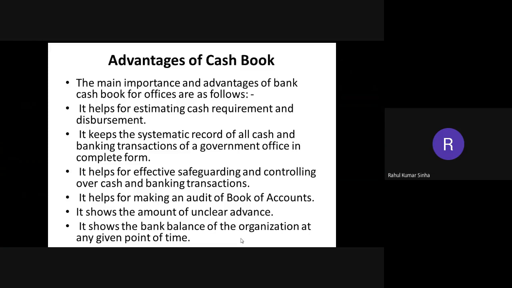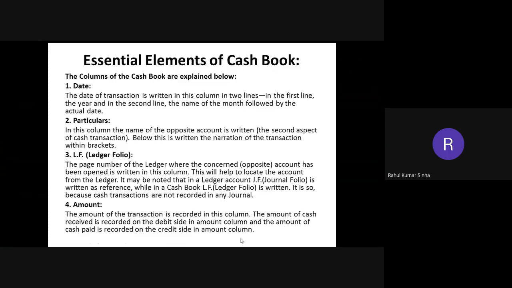The benefits you get, it helps in getting the requirement of the cash. It helps in the systematic record. It helps in keeping the safeguard, and it helps in making the audit. And you can also know the bank balance at any point of time.